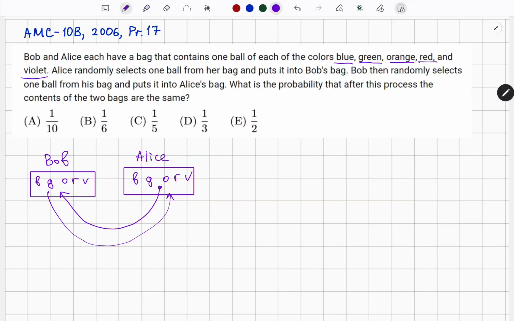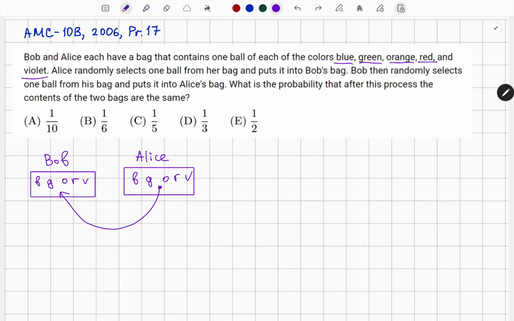Bob, okay, what is the probability that after this process the contents of the two bags are the same? Okay, so the contents of the two bags are the same. So this event can be split into two events. First, Alice chooses any ball from her bag.